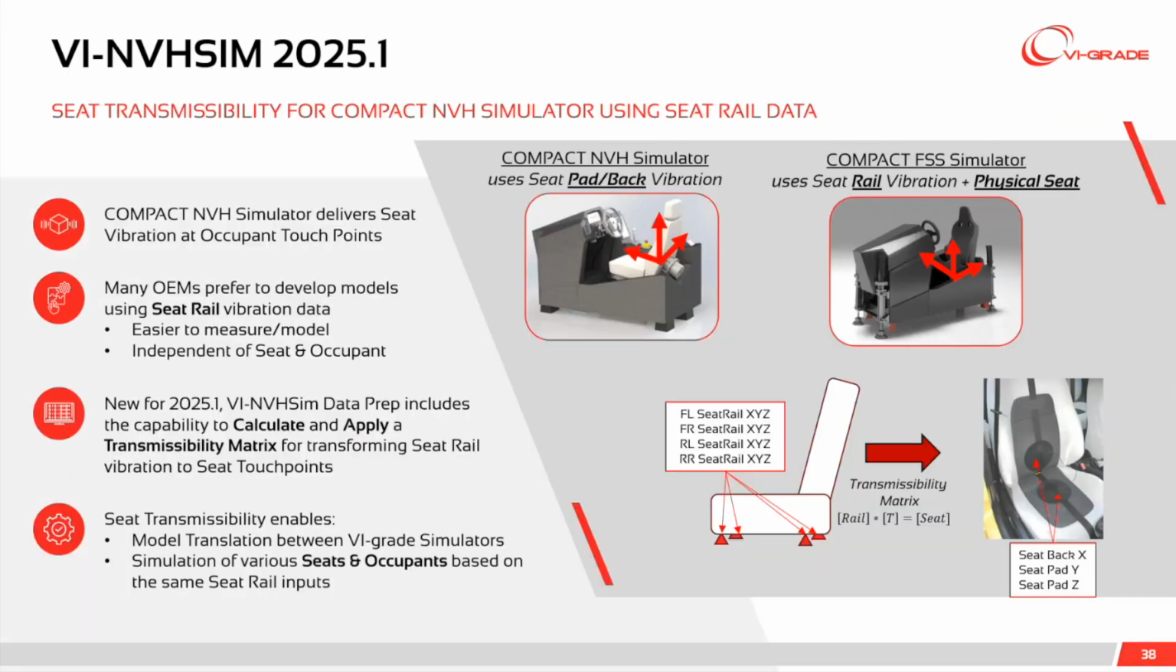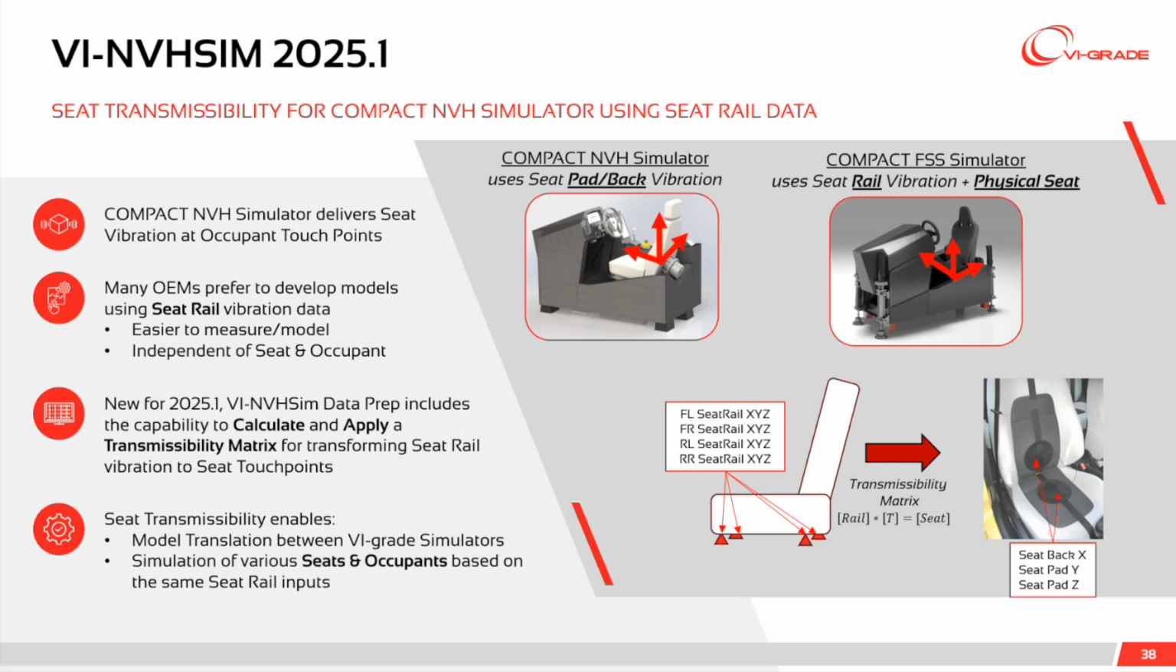And then finally, big news again for our Compact NVH and Compact FSS users. A little bit of background. Typically, the Compact NVH uses a seat pad and back vibration for that seat touch point for the vibration. So we're actually exciting the driver themselves, and there are quite some advantages to that. But some limitations as well. We don't have the ability to swap out the physical seat on the Compact NVH.